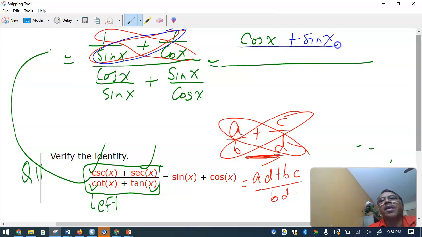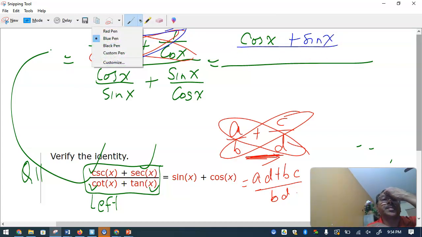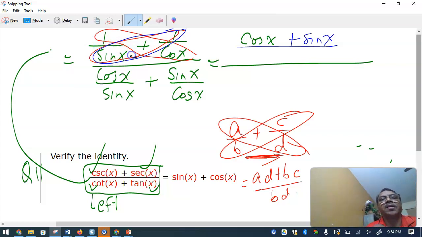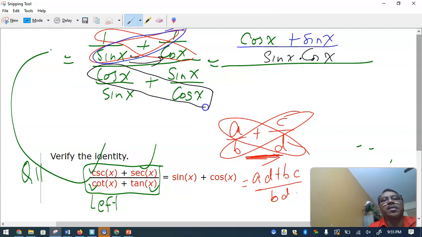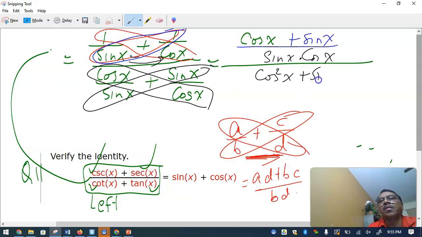And then the denominator will be this sine x and cosine x. So I get sine of x and cosine of x. The same thing you do: cosine times cosine is cosine square of x. Then you multiply this to sine square of x. And the down is you multiply this to sine x and cosine of x.